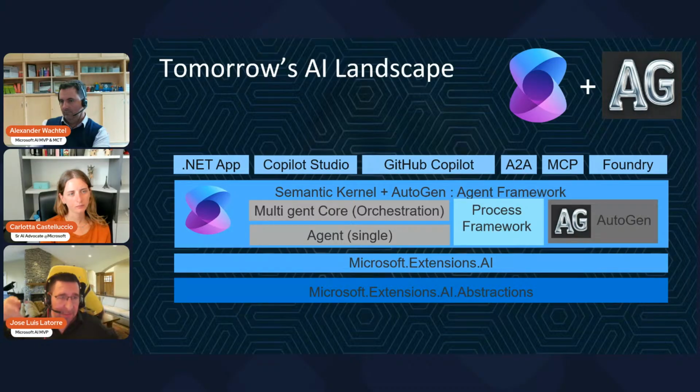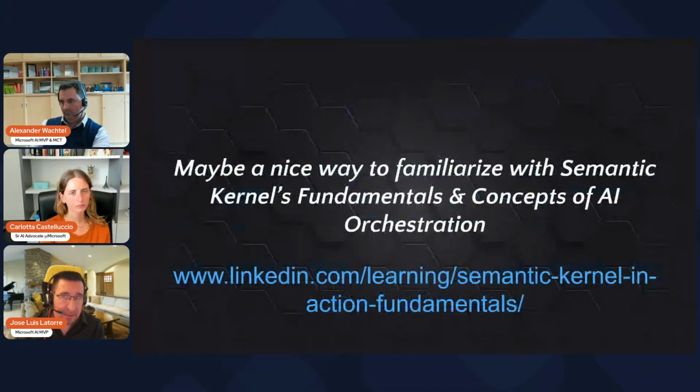And on top of these, we can create a .NET application, Copilot Studio. We can create an agent with Semantic Kernel and deploy it in Copilot Studio, so we can also have the best of both worlds there. We can deploy that in GitHub Copilot, or at least it's announced, and use A2A and MCP, and of course Foundry. So that's what I see at least in a one or two month view. What do you think?